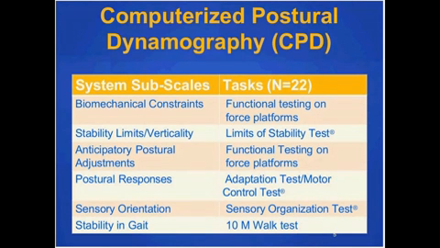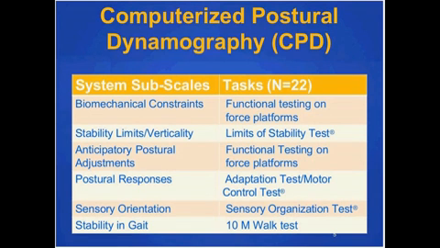And finally, for stability and gait, if I'm using computerized postural dynamography, I will always add a 10-meter walk test performed at both a preferred and a maximum speed to determine the individual's ability to walk with stability, but also to change speed based on changing task demands.